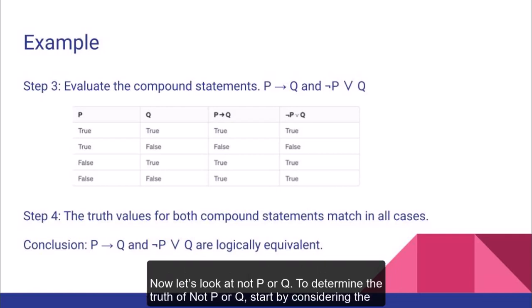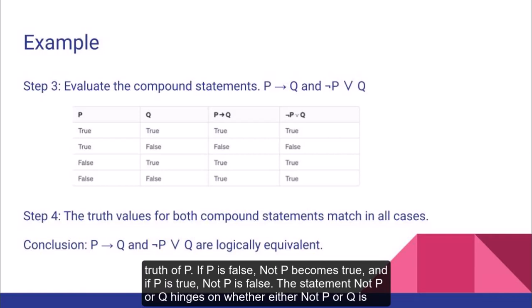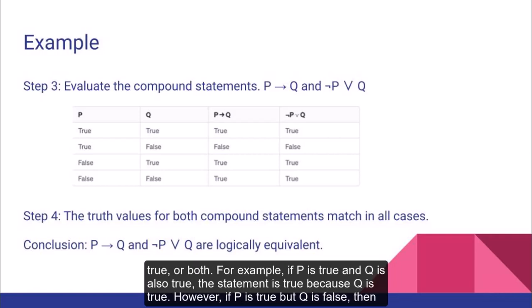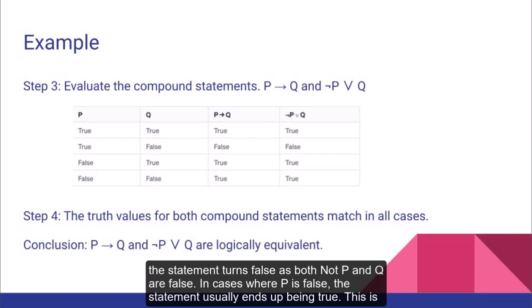Now let's look at "not P or Q." To determine the truth of "not P or Q," start by considering the truth of P. If P is false, not P becomes true, and if P is true, not P is false. The statement "not P or Q" hinges on whether either not P or Q is true, or both. For example, if P is true and Q is also true, the statement is true because Q is true. However, if P is true but Q is false, then the statement turns false as both not P and Q are false. In cases where P is false, the statement usually ends up being true.